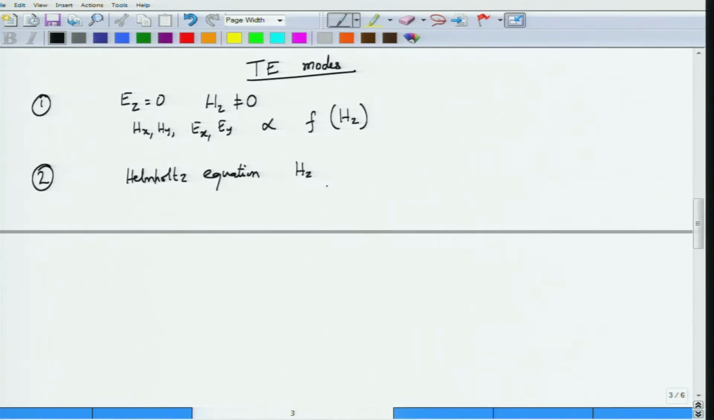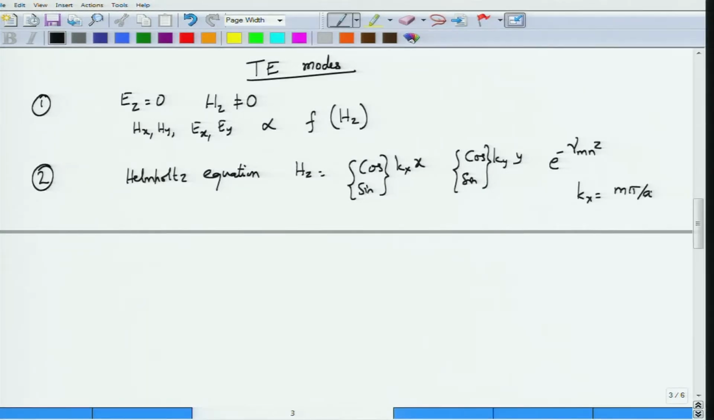Hz will have cos kx x, sine kx x, so both forms could essentially be there, and then you have cos ky y and then sine ky y, multiplied of course by e to the power minus gamma mn z. You understand that gamma must also have components m and n, which will then be related to kx and ky. You already of course know what kx is. Kx is m pi by a, whereas ky is n pi by b. I have not written these down just for notational simplicity.